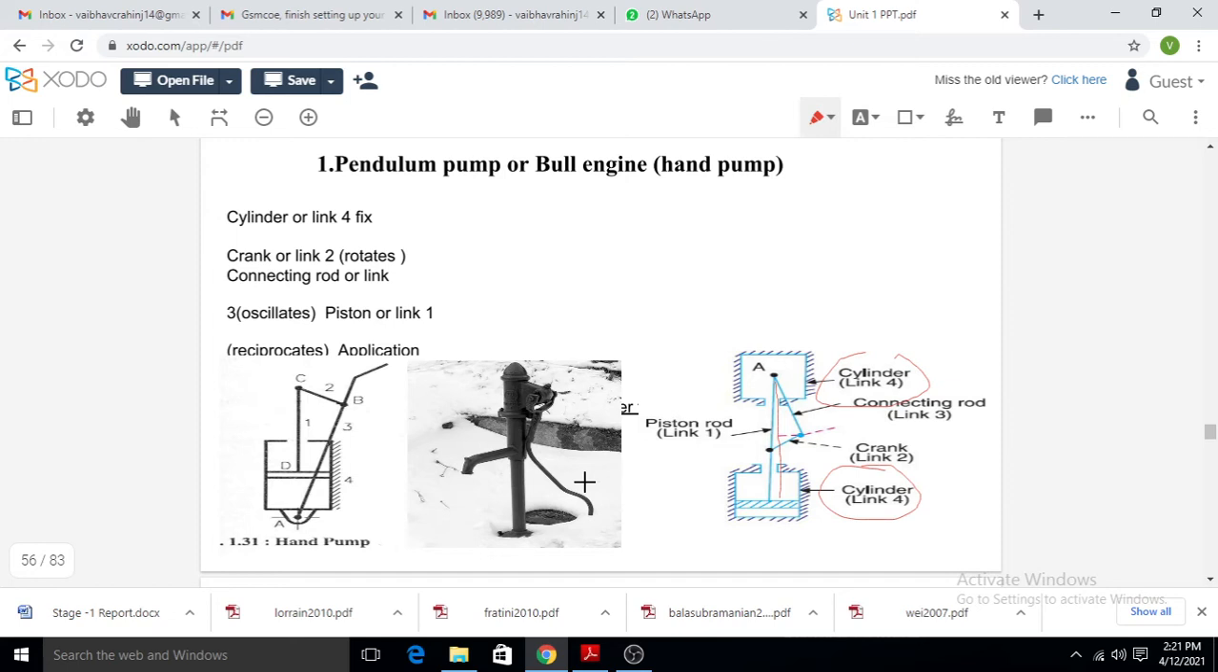See here, if we provide the input to this hand, due to the pivot at point C, this piston will reciprocate up and down. Between link 1 and link 4 the sliding pair is present, and at the other links the turning pairs will be present.